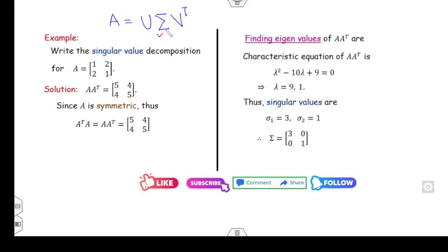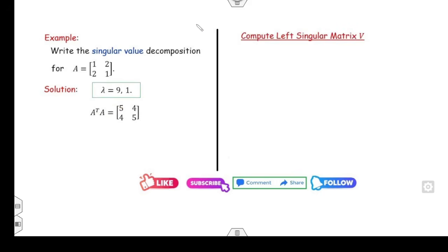So we computed the value of sigma. Now let's start with finding the value of V. You can find the value of U as well. So how can you find V? V is the normalized eigenvector of A transpose into A. If instead of V you write U, then you can find the normalized eigenvectors of A into A transpose.